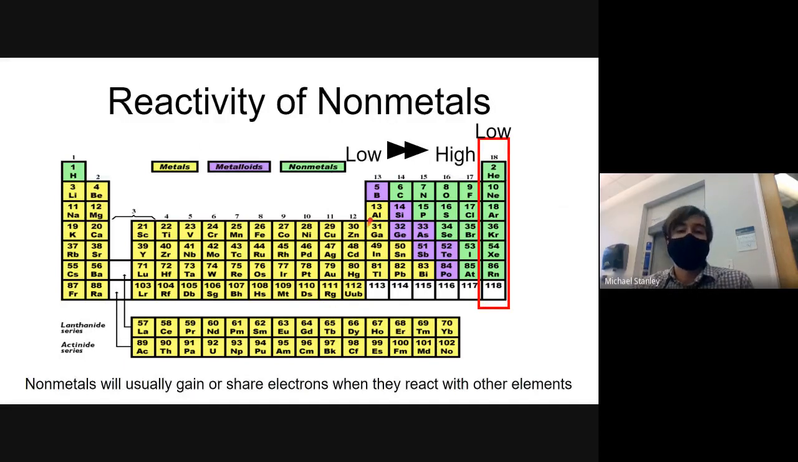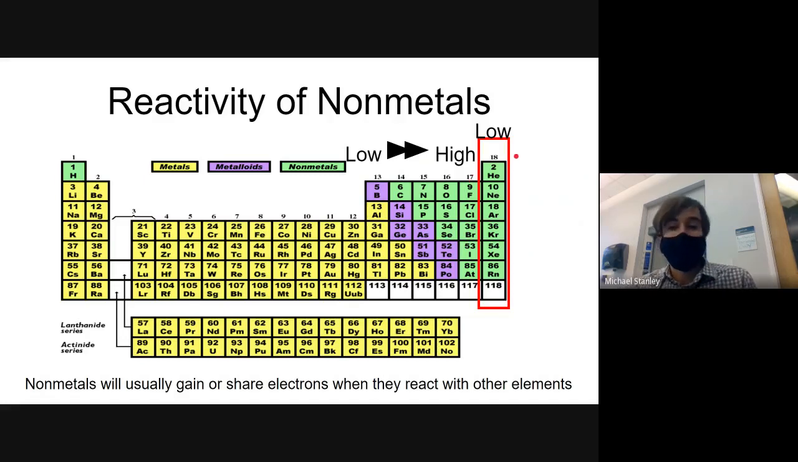Nonmetals are kind of the opposite. Nonmetals, the ones closer to the middle of the table, are lower reactivity. And then as you move towards the right-hand side, you get more and more reactive nonmetals. So things like chlorine, we talked about earlier, is pretty reactive. And same thing with fluorine and iodine. These are all very, very reactive nonmetals.